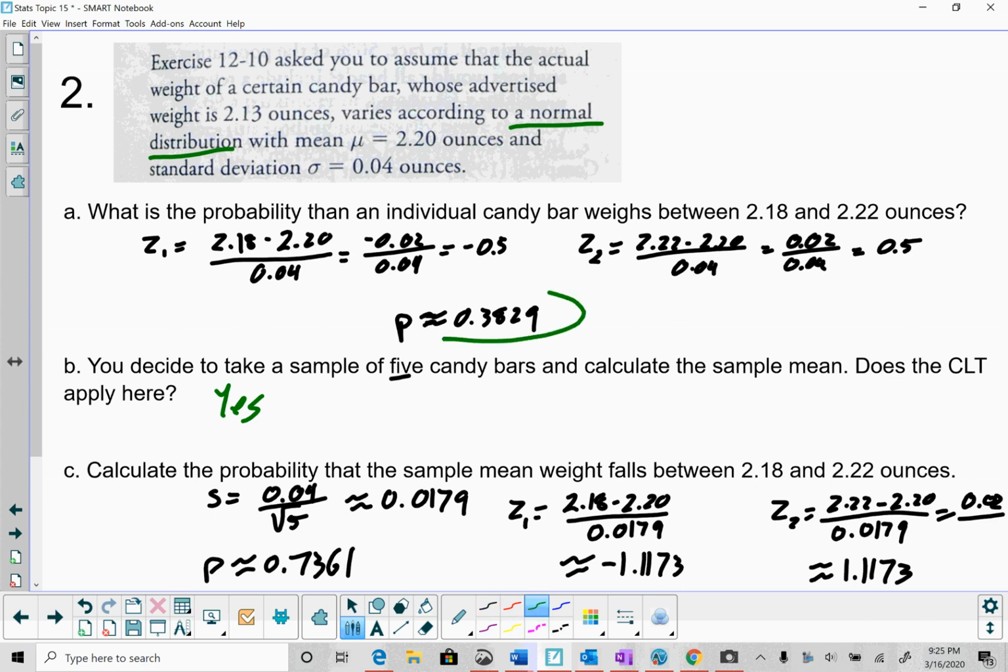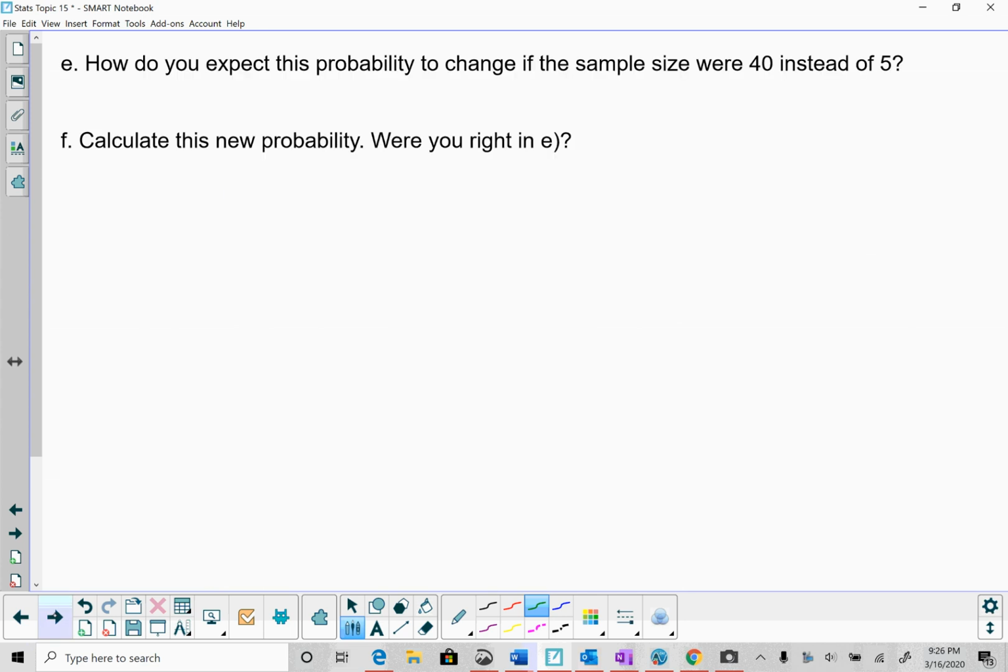Okay, so now again, let's compare the probability of just one of them falling in that range. I mean, that's pretty good. The probability of taking a sample of 5, finding the mean weight of those 5, the probability of that jumped significantly. Jumped. So hopefully I'm emphasizing that so you can get part E right. How do you expect this probability to change if the sample size were 40 instead of 5?